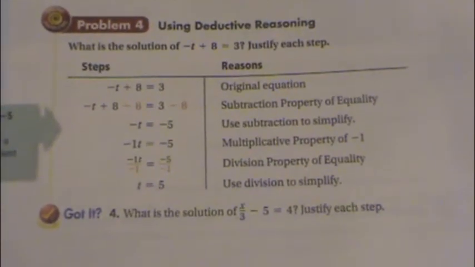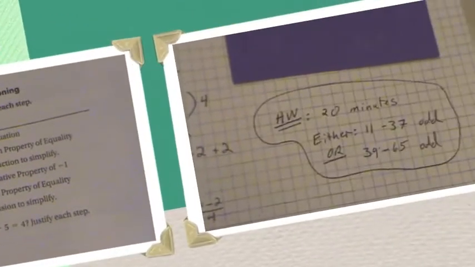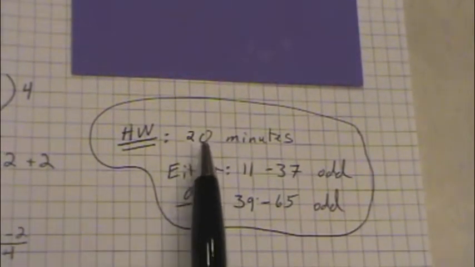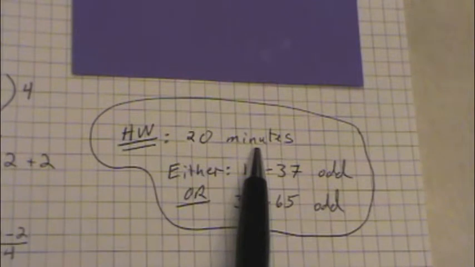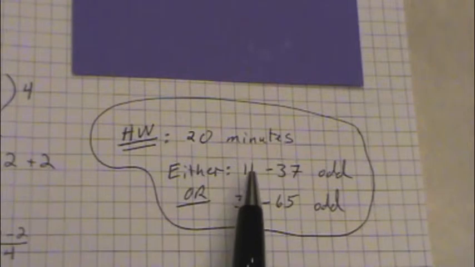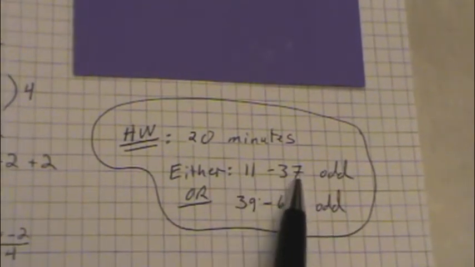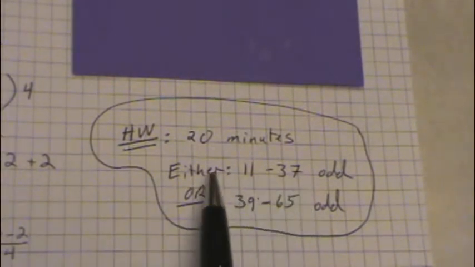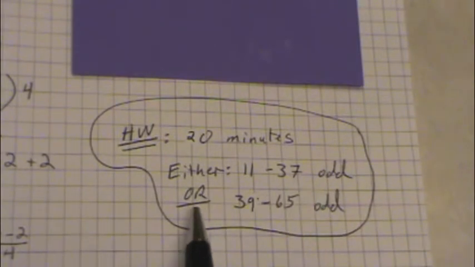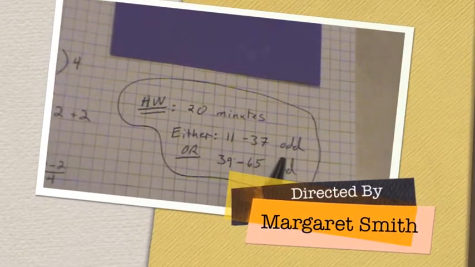Don't worry about got it number 4. I have other work I want you to do instead. This is yet another assignment where you get to take your choice. I want you to spend at least 20 more minutes on your homework. I'm figuring it'll probably be 10 minutes of video or less. You can either do number 11 through 37, odd. That's more basic practice on solving equations. Or if you're feeling pretty good about solving equations and you want to try to apply your math a little more, please do 39 to 65, odd. And we will collect those grades tomorrow.